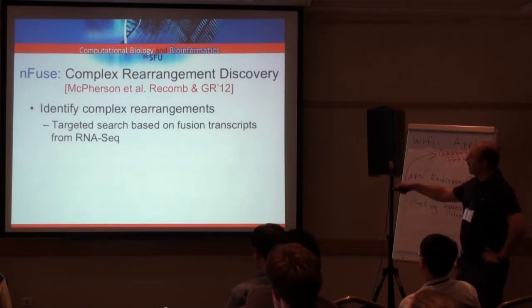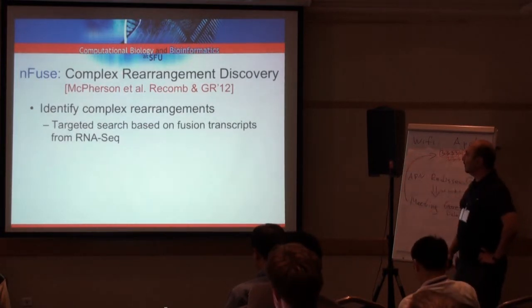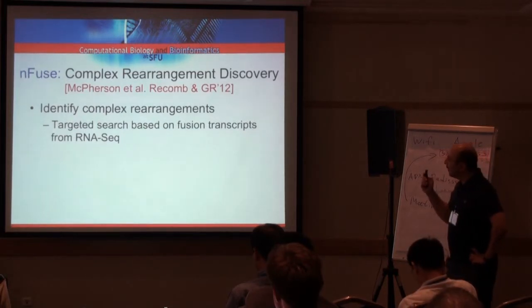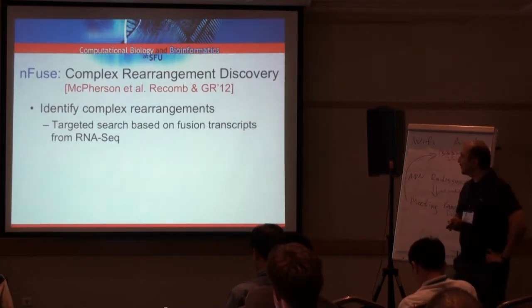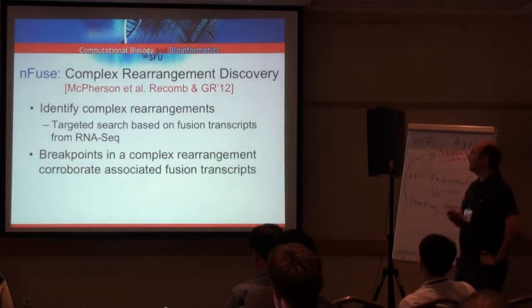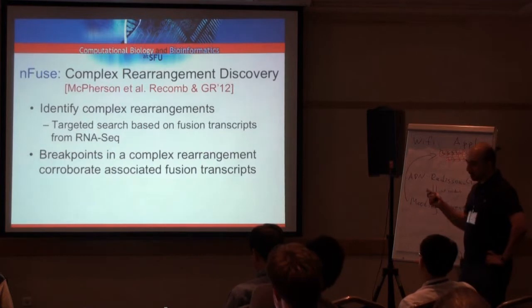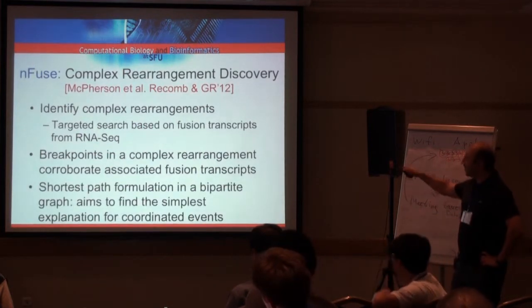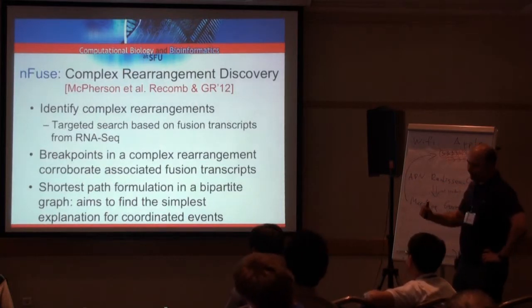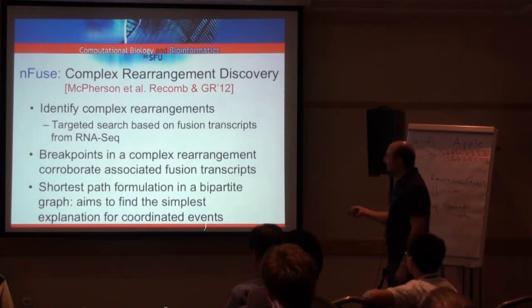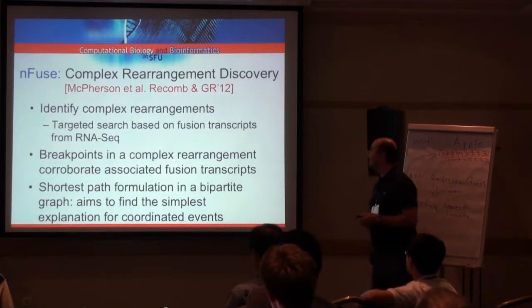So here the idea is to identify complex rearrangements. For this, we do some targeted search based on fusion transcripts. And then we find the breakpoints in the genome sequence data. And then we find shortest paths in a bipartite graph that we define to find the simplest explanation for these coordinated events.